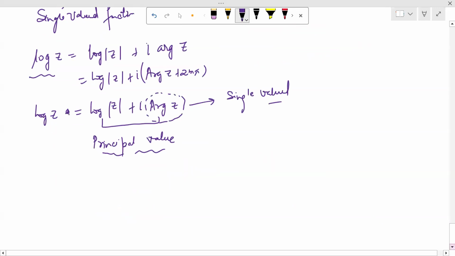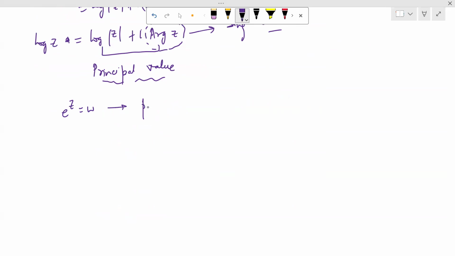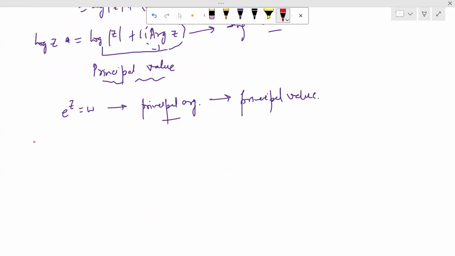So let us say we want to find the solutions of e raised to power z is equal to w, and if we restrict ourselves to the principal argument, then obviously the value would be the principal value and that would be a single value. For example, just giving you two examples, what will be the principal value of iota raised to power iota?